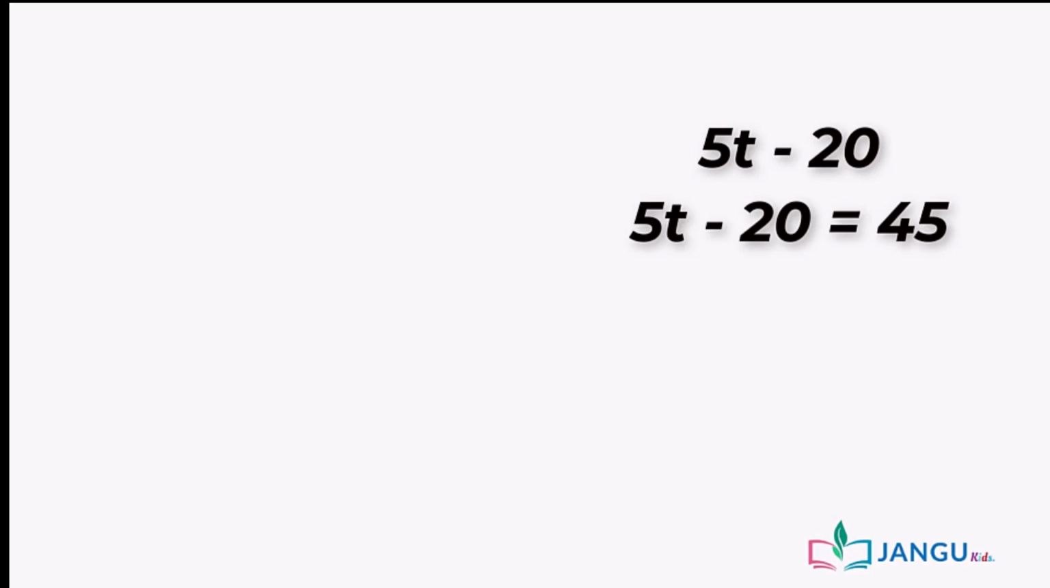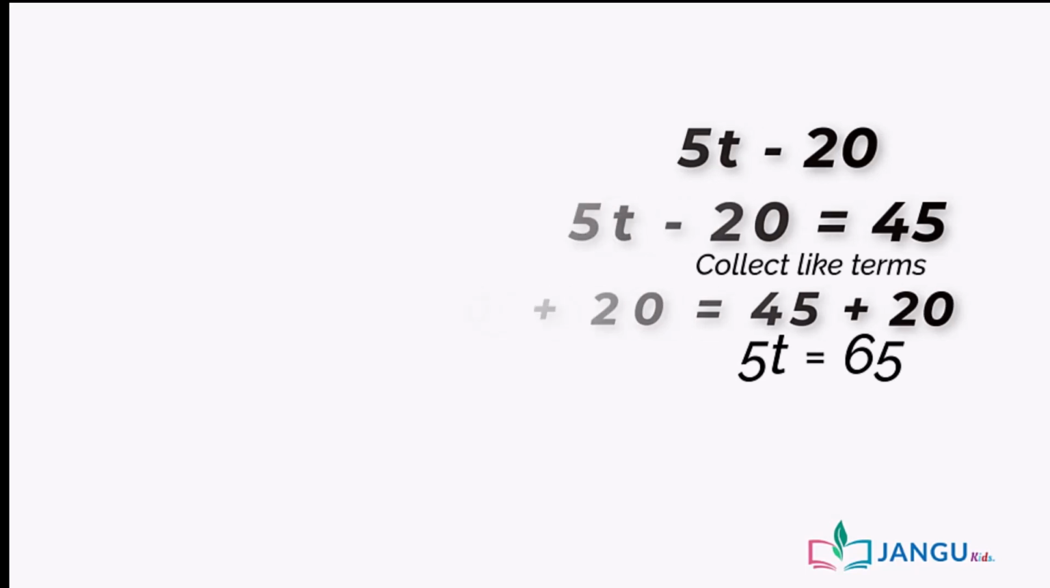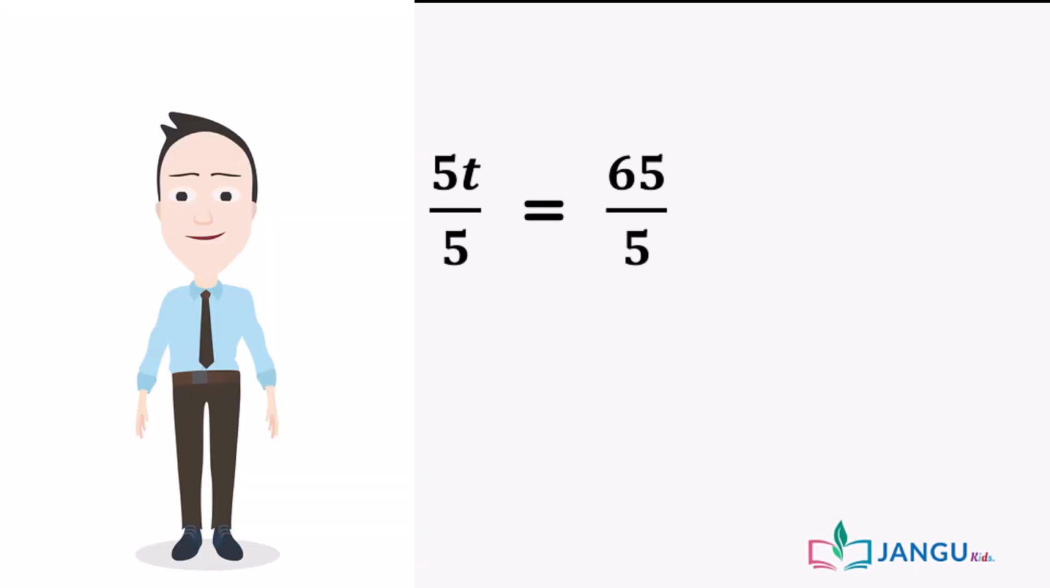To solve for t, we collect like terms. 5t minus 20 plus 20 is equal to 45 plus 20. Minus 20 plus 20 will cancel out. So we are left with 5t is equal to 65. To find t, we divide both sides by the coefficient of t, which is 5. Therefore, t is equal to 13.